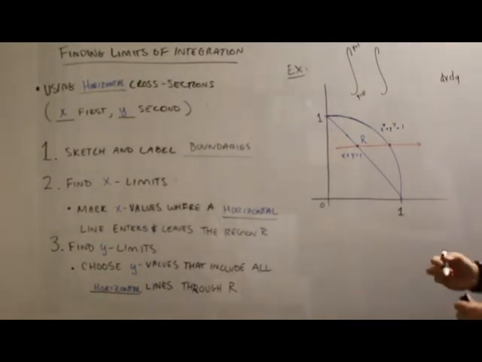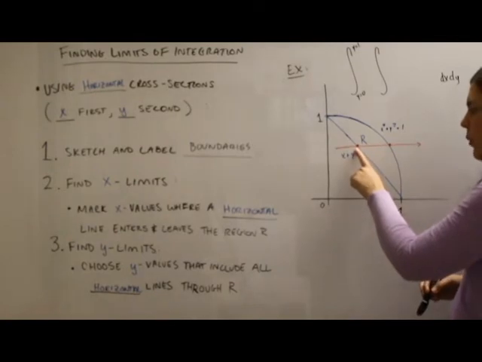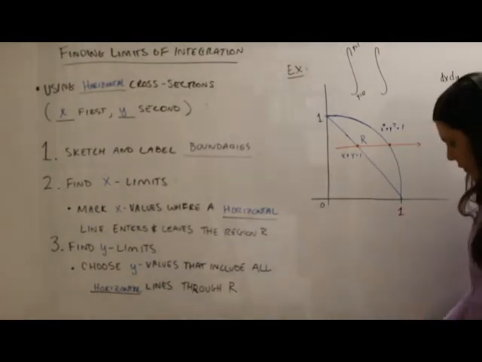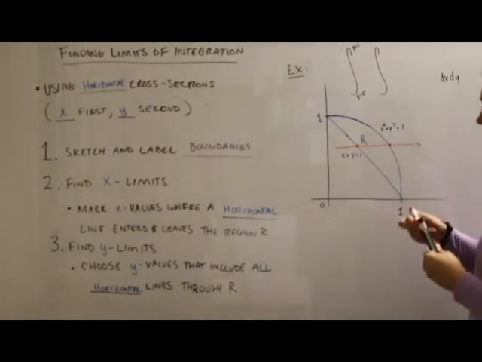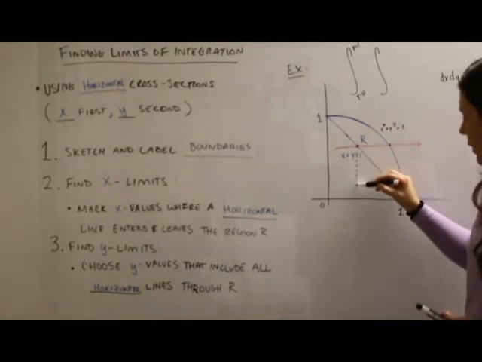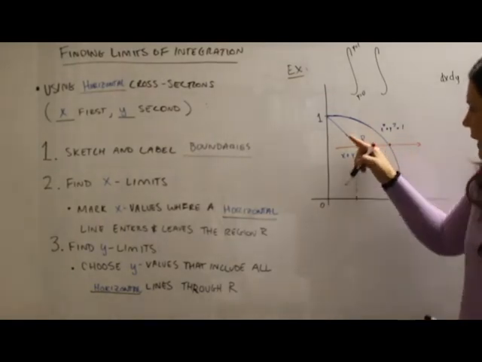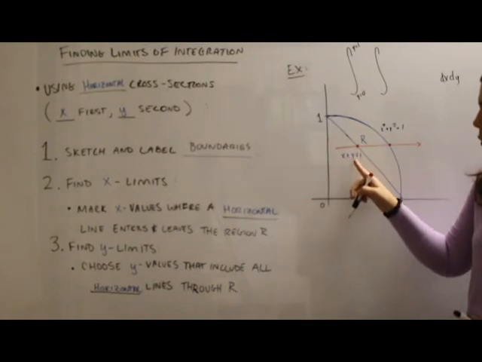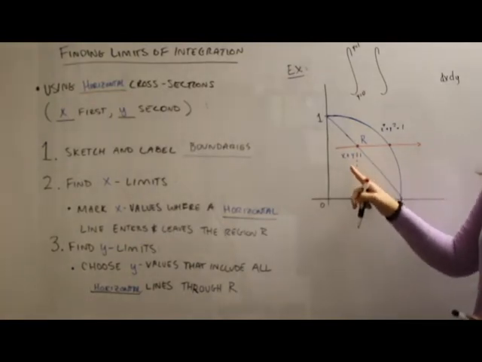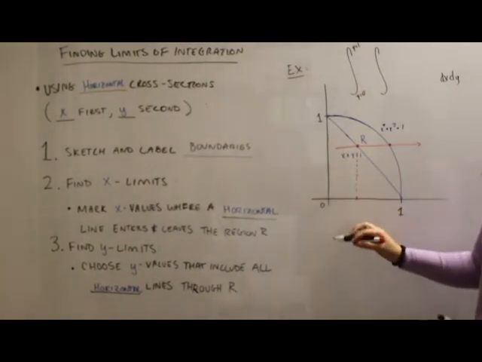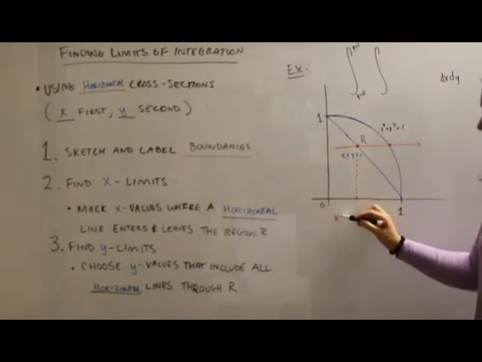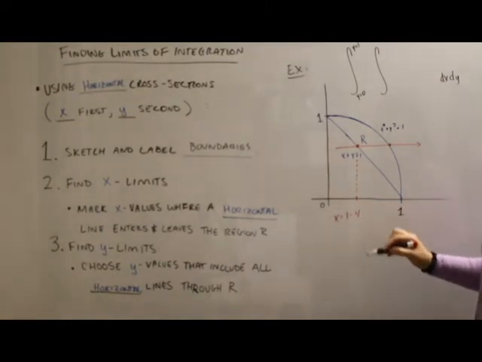So x, this point here, well, what is that x value is the question. This x coordinate is on this slanted line, which we know is x plus y is 1. So you just have to solve this for x. If you solve for x, you get x is 1 minus y.